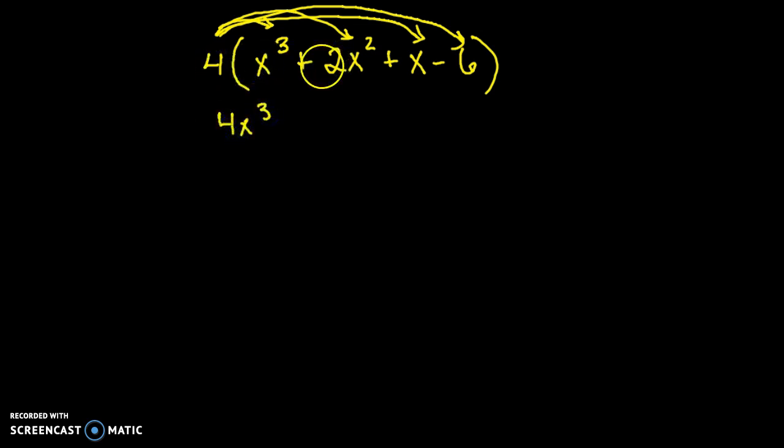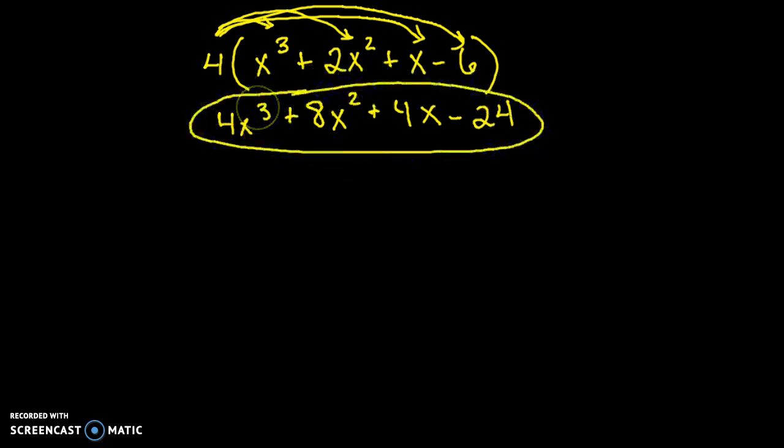4 times 2x squared, we'd multiply the coefficients, and we get positive 8x squared. 4 times x would simply be 4x, and then 4 times negative 6 would be negative 24. So then we get an expression, and that's actually our answer. We can't simplify it anymore.